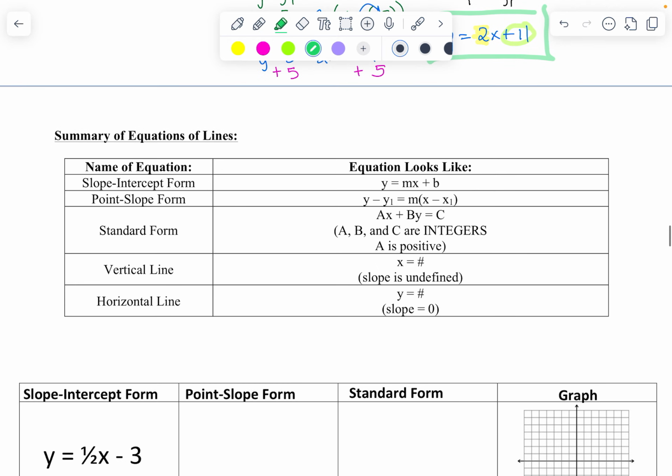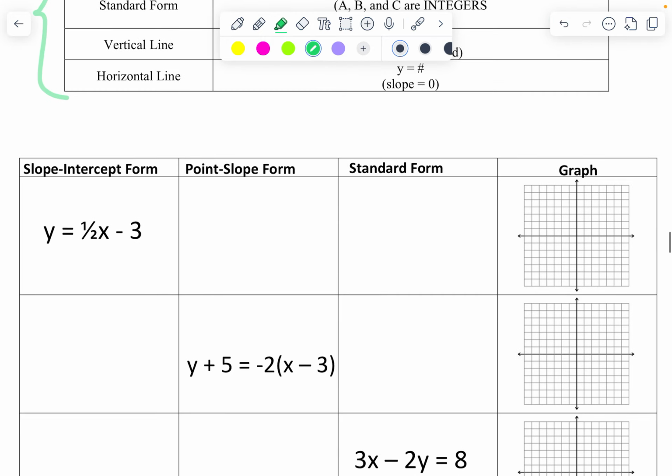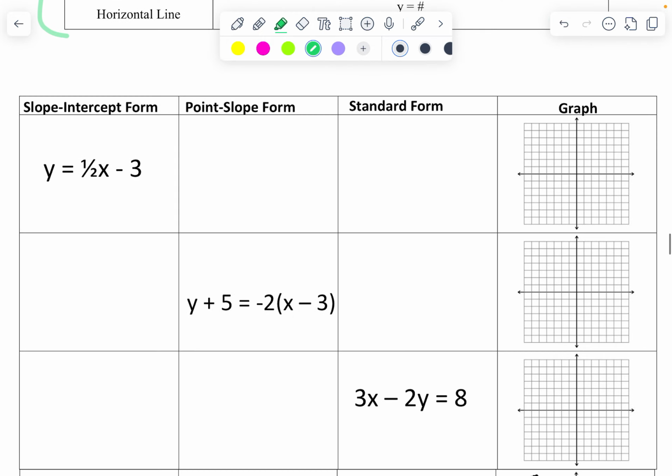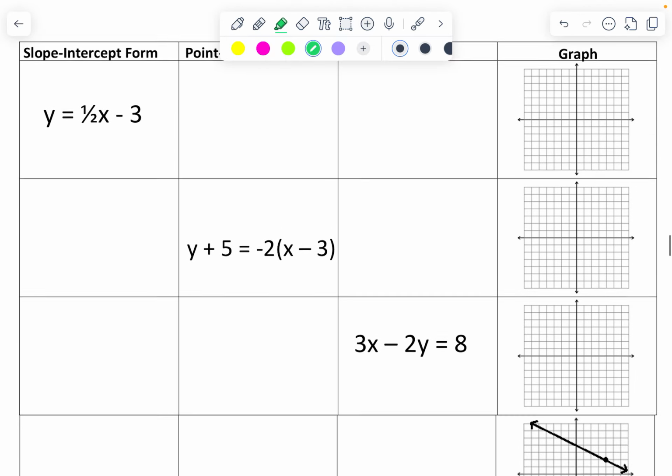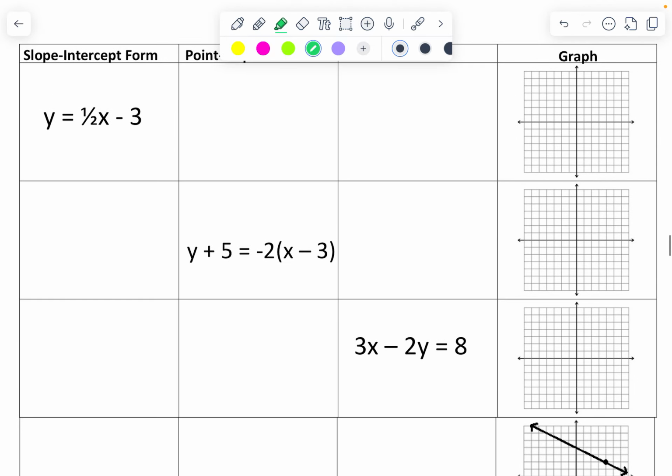So on the next page is a summary of equations of lines. It is your responsibility to know these. And then this, I would like for you to fill out. I will put the answer key on Google Classroom, but I want you to fill out to the best of your ability and then come prepared to class with any questions you may have. All right, see you in class.